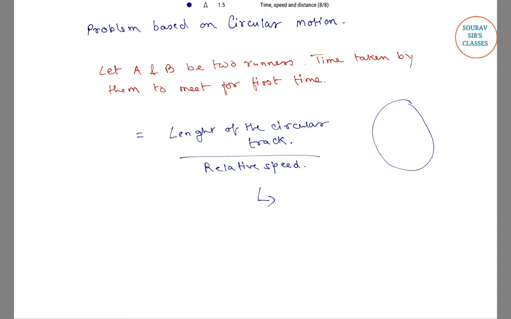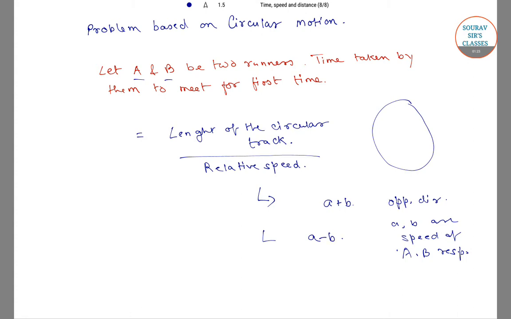This relative speed would be given as A plus B if they are moving in opposite direction, with A and B being the speeds of runners A and B respectively, and the relative speed is equal to A minus B if they are moving in the same direction, with A greater than B. So the time taken by them to meet for the first time is given by the length of the circular track divided by the relative speed, where relative speed depends upon the direction they are moving.